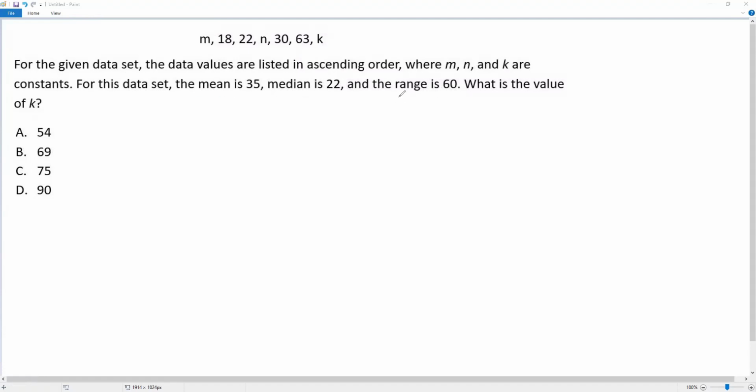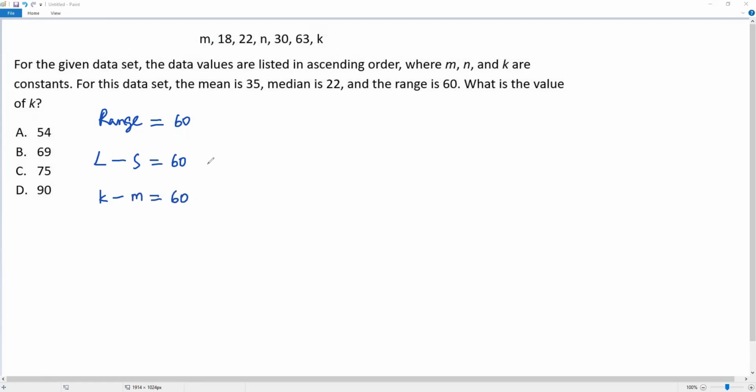Let me consider the third measure, that is the range. So we have a range of the given data set, that is 60. The formula to get a range of a data set is largest value minus smallest value. On the right side we can write this 60 as it is. Here the largest value of the data set is k, so let's plug in k for L, and the smallest value is m, so let's plug in m for S. On the right side we have 60.